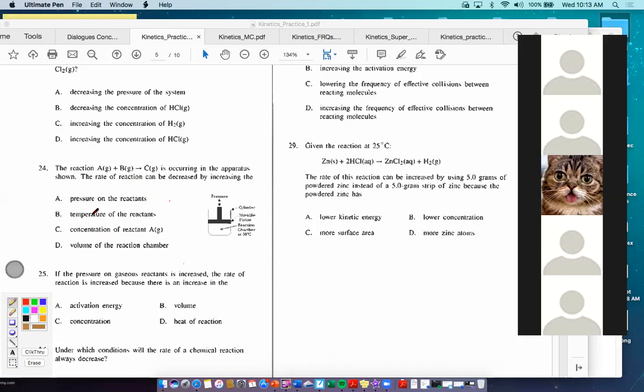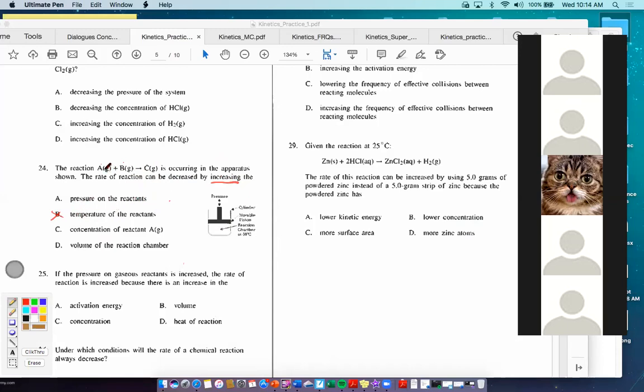The temperature of the reactants. By increasing the temperature, am I going to decrease the rate? No, we've already talked about how typically increasing the temperature will get the reactant particles moving more quickly with more kinetic energy, causing more collisions, and more collisions that have sufficient kinetic energy to overcome the activation energy barrier. So that's a crappy answer. I'm looking for how I can decrease the rate. Increasing the temperature will increase the rate.